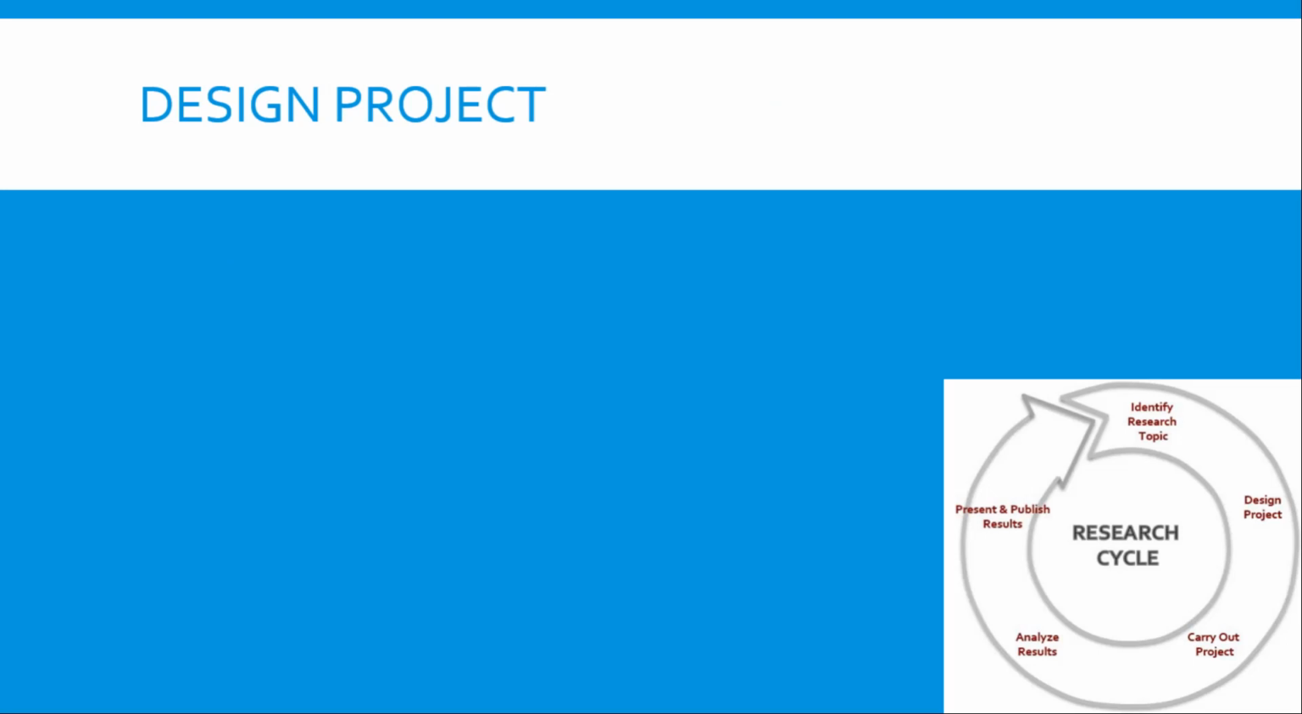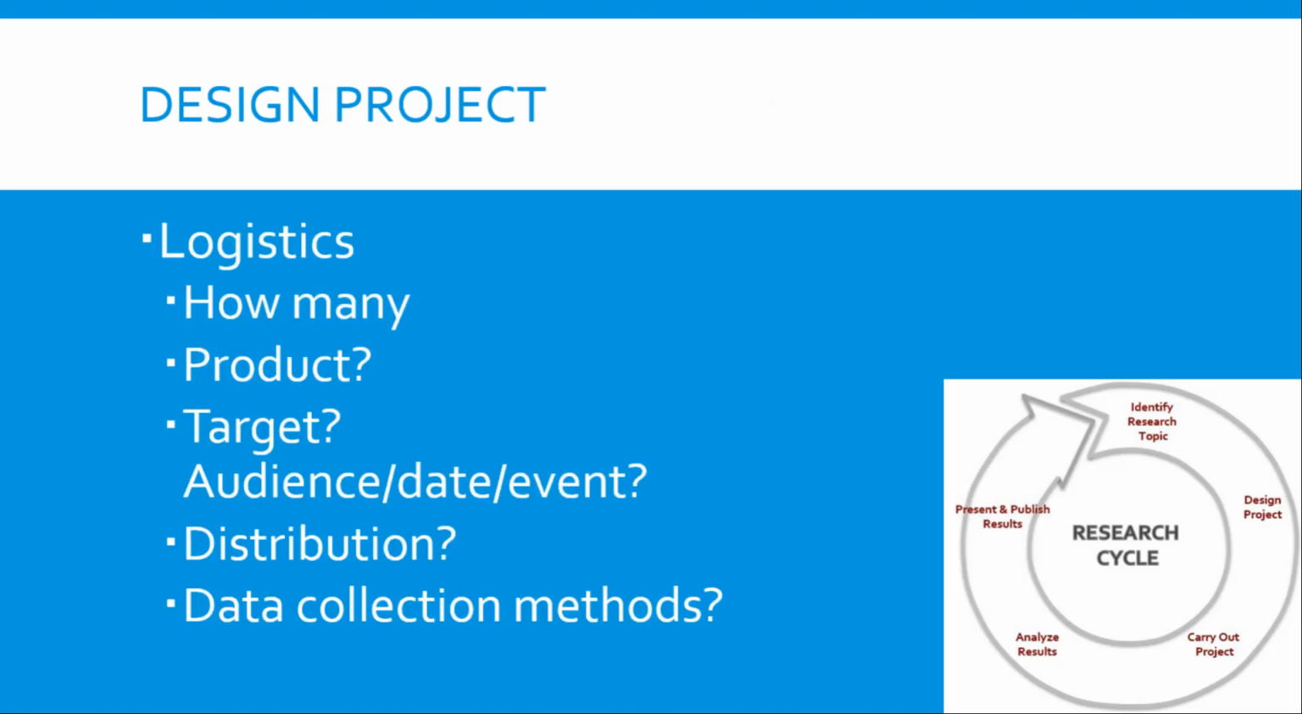Then I would move to the design project phase. This part is the logistics. So start figuring out, if we are to print coupons, how many of them will we be printing? What product are we going to focus on? If I want to achieve some results in 10 to 12 weeks, I will not do all pizzas. I'll probably pick one, let's say cheese pizza. And then who's the target audience? Are we targeting college students, or are we targeting anybody?